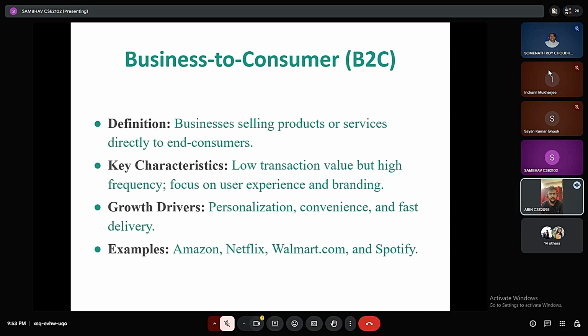What happens in business to consumer? Everything we see around ourselves. Basically, if I go to a shop and buy a cold drink, that's not e-commerce. I do the exact same thing on Amazon or more appropriately on Swiggy or Zomato, it's business to consumer. The transaction values are much less, but the frequency is insanely high. These are done by Amazon, Netflix, Walmart, Spotify. They sell a subscription. Other than that, Swiggy, Zomato, and that's business to consumer.